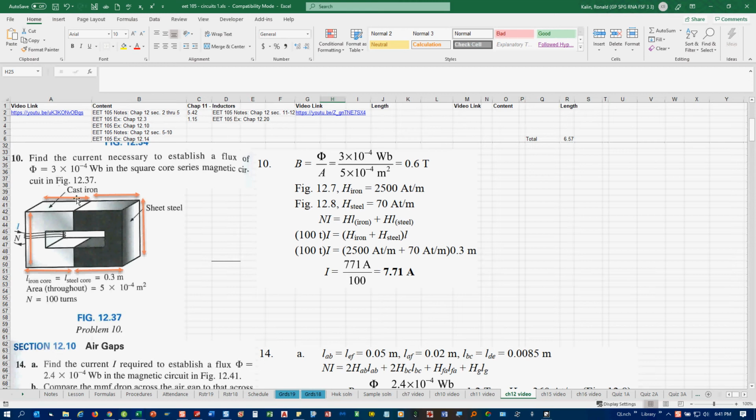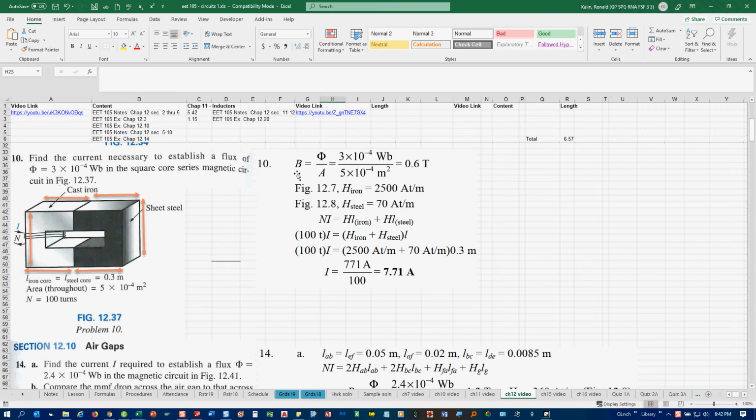Now L is this distance here plus this distance here plus this distance here. And they're symmetrical, so they end up being the same, but they don't have to be the same. The area throughout, the cross-sectional area if you cut away one of these cores, is 5 times 10 to the negative fourth meter squared. N is 100 turns. So everything's in meters here. You don't have to do any conversions.